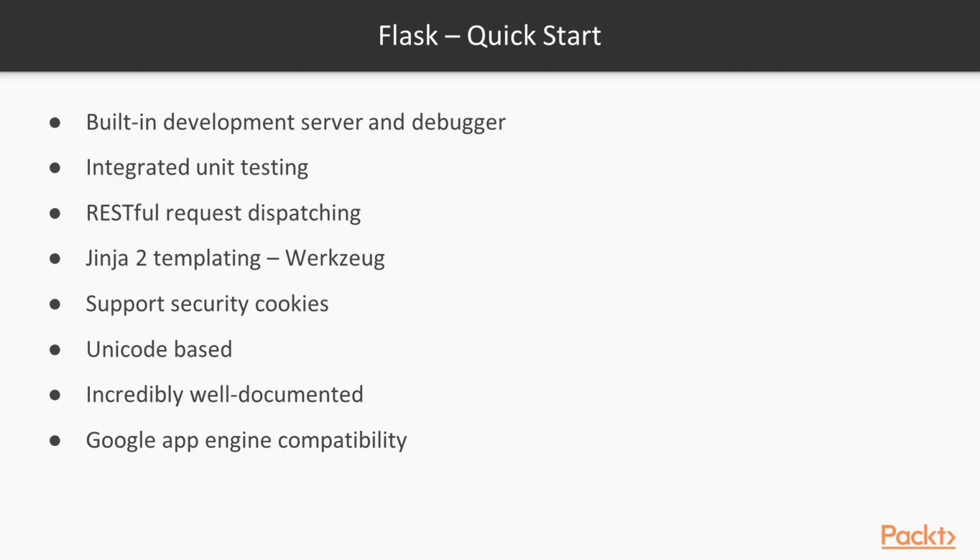Just to mention the main features that Flask comes with, we can say that as a quick start, it has a built-in development server, a debugger, integrated unit testing, and RESTful request dispatching. It also uses Jinja2 templating and supports secure cookies. It's Unicode-based and it has incredibly good documentation. Also, it has Google App Engine compatibility.